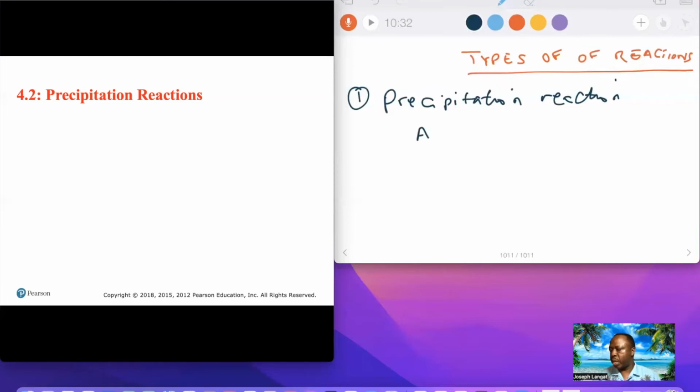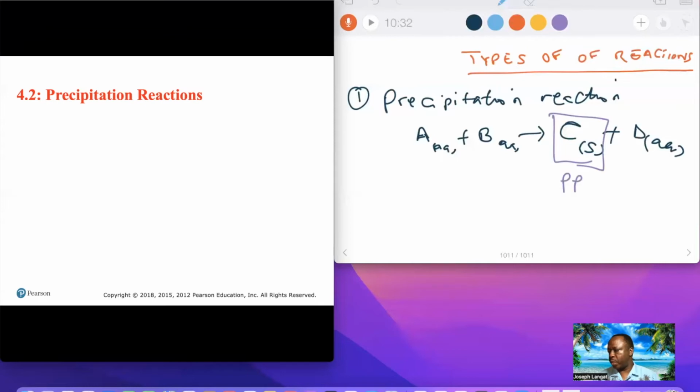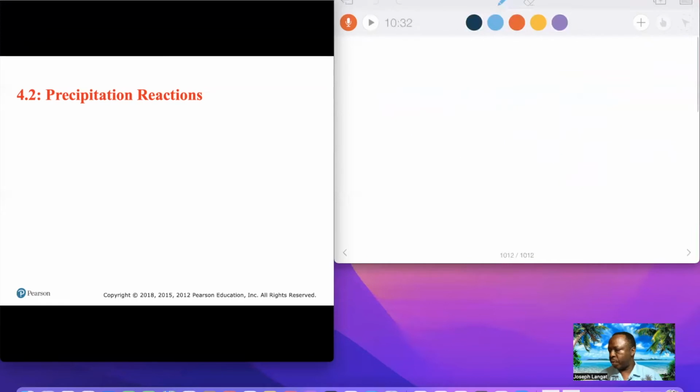Let's use a generic chemical equation. A aqueous plus B aqueous to form C solid plus maybe D aqueous. The solid here indicates a precipitate. We consider this a precipitation reaction.